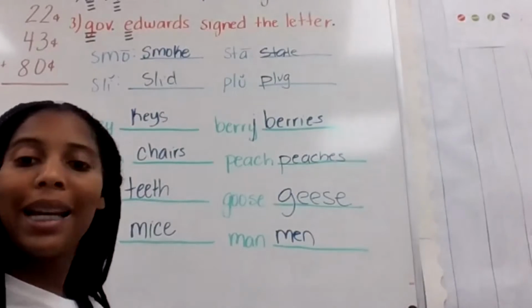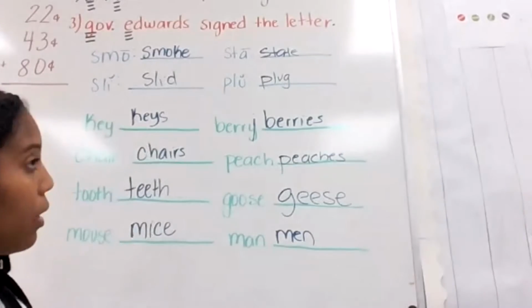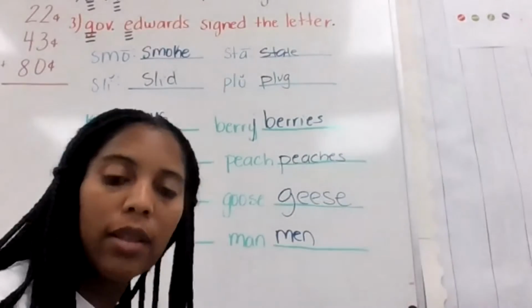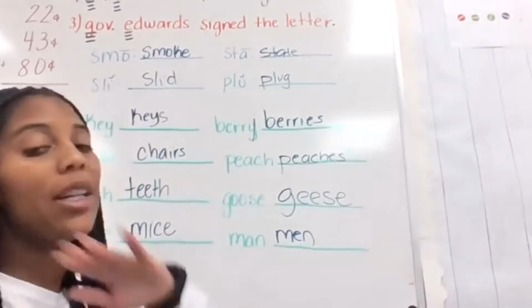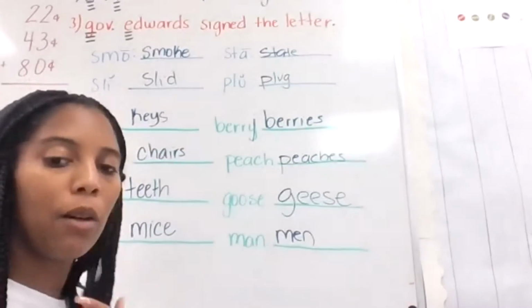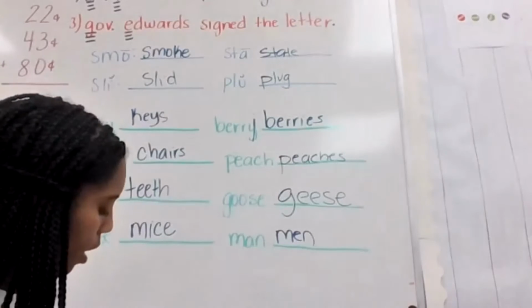So just keep that in mind. Some of them we simply add S to make it plural. Some of them we add ES to make it plural. Some of them we change the Y into an I and add ES. Some of them we change the word completely in order for it to become a plural. Awesome.